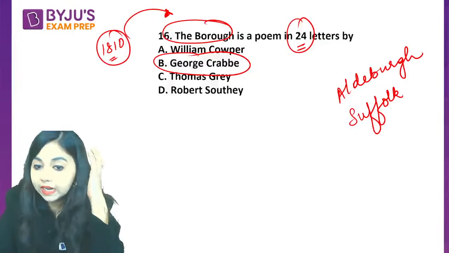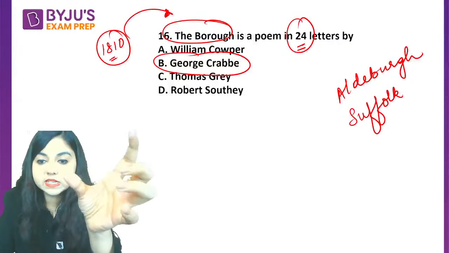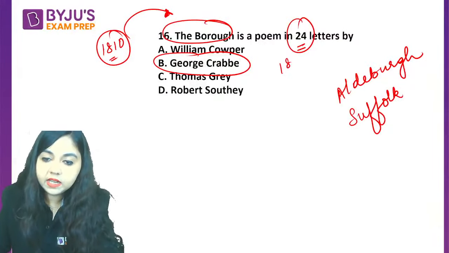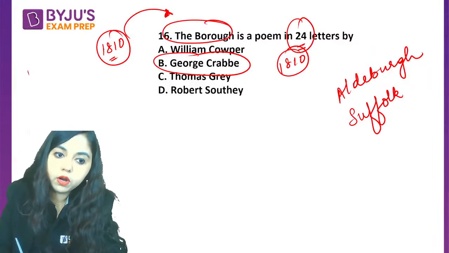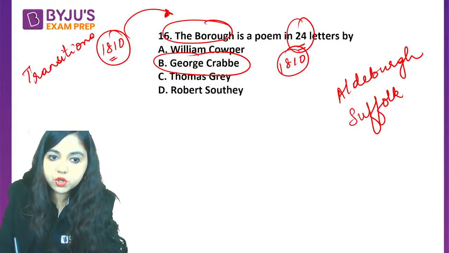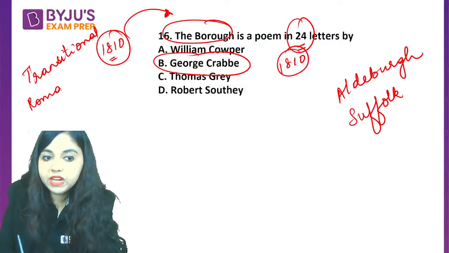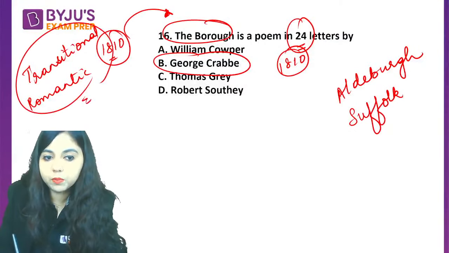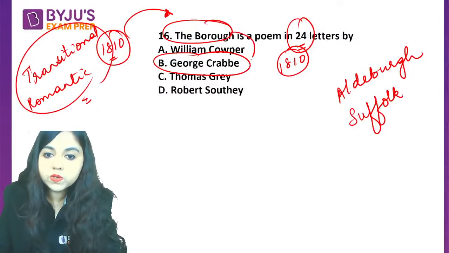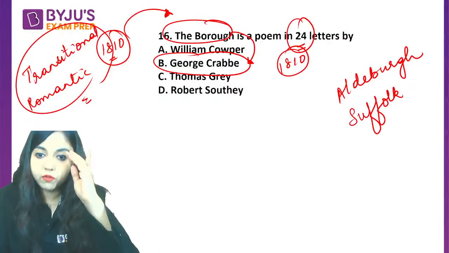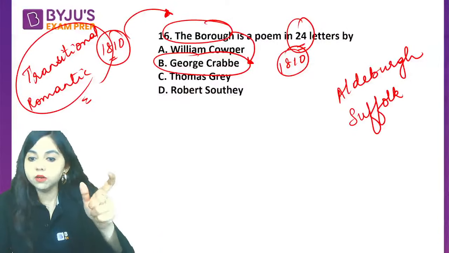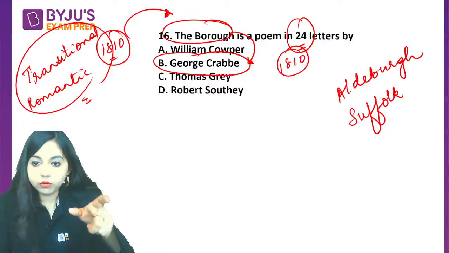So please remember that this is something that we also did very recently. The Burrow is a collection of poems, first published in 1810. Always remember your transitional poets, your romantic poets. They have to be done properly because you do get questions coming in. George Crabbe is one such poet. In 1810 The Burrow comes by George Crabbe, written in 24 letters telling you about the life, people and tradition in the town of Aldeburgh, Suffolk.